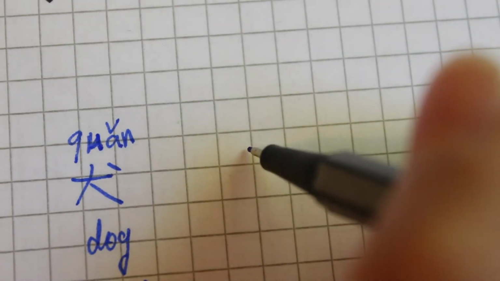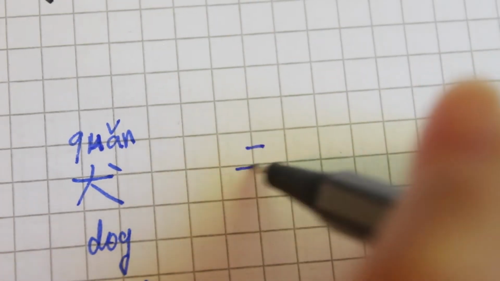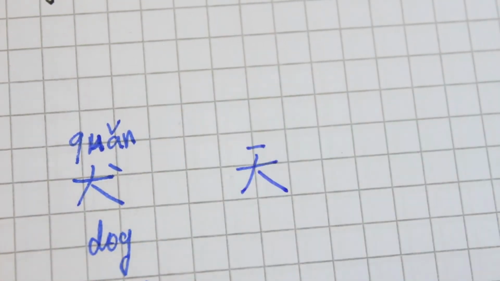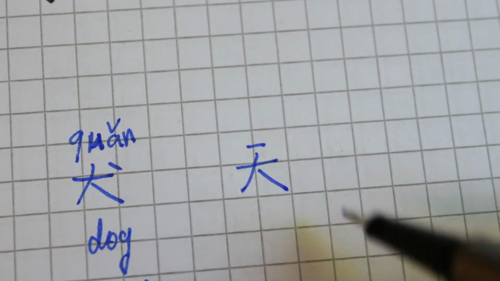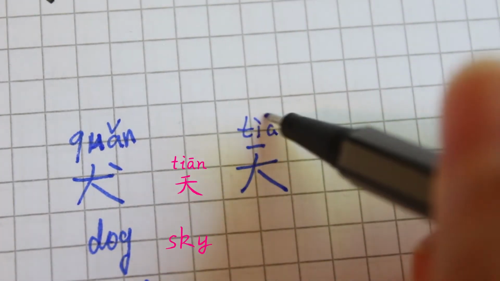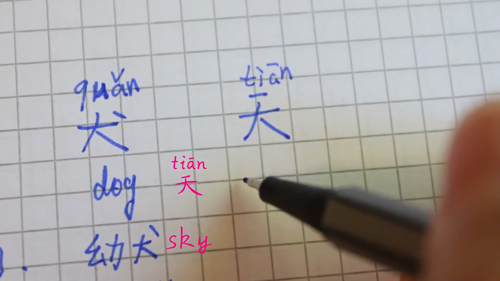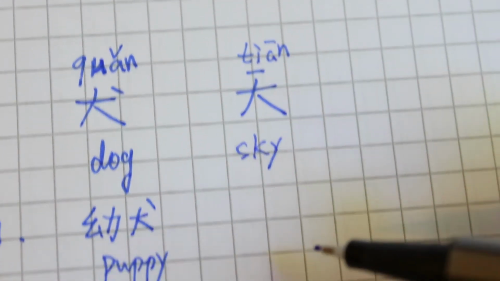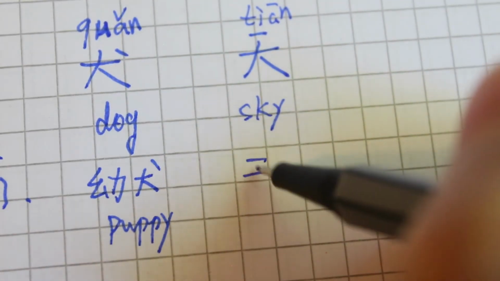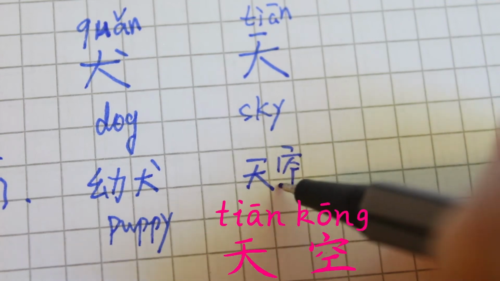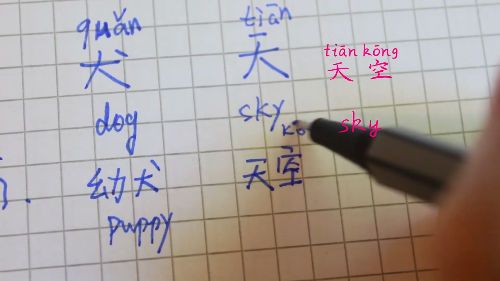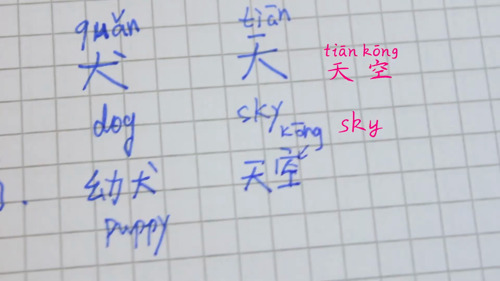And the next is you can add a 横 and then write a dot, right? What is this character? It's 天. 天 means the sky. You can say 天空. 天空 means the sky. 天空, 空 here.